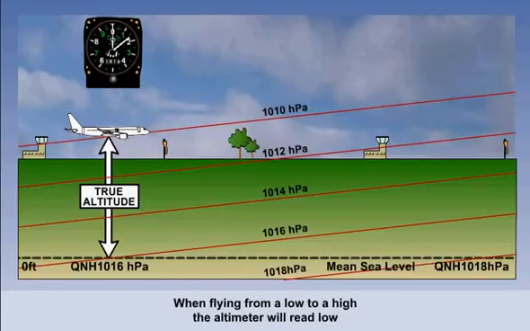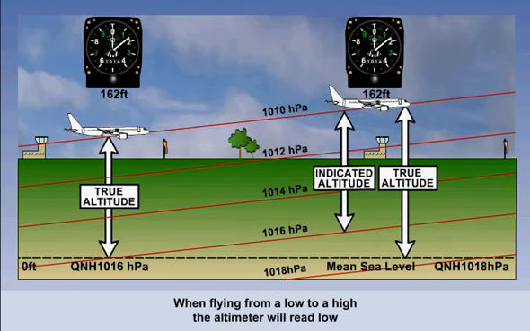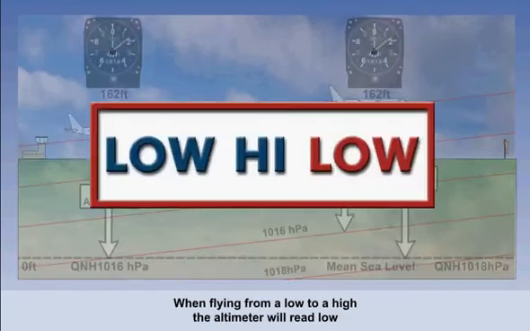Let's look at another situation. Watch what happens if the destination QNH is higher than our departure airfield. Notice that the isobars now slope upwards. If we were to maintain a constant indicated altitude, we would have to follow those isobars upwards. This time our true altitude is getting higher, but our indicated altitude is remaining the same. We can say then, from low to high, the altimeter reads low. Low, high, low. This situation is not too dangerous, since our true height is increasing, but nevertheless it's not accurate flying.